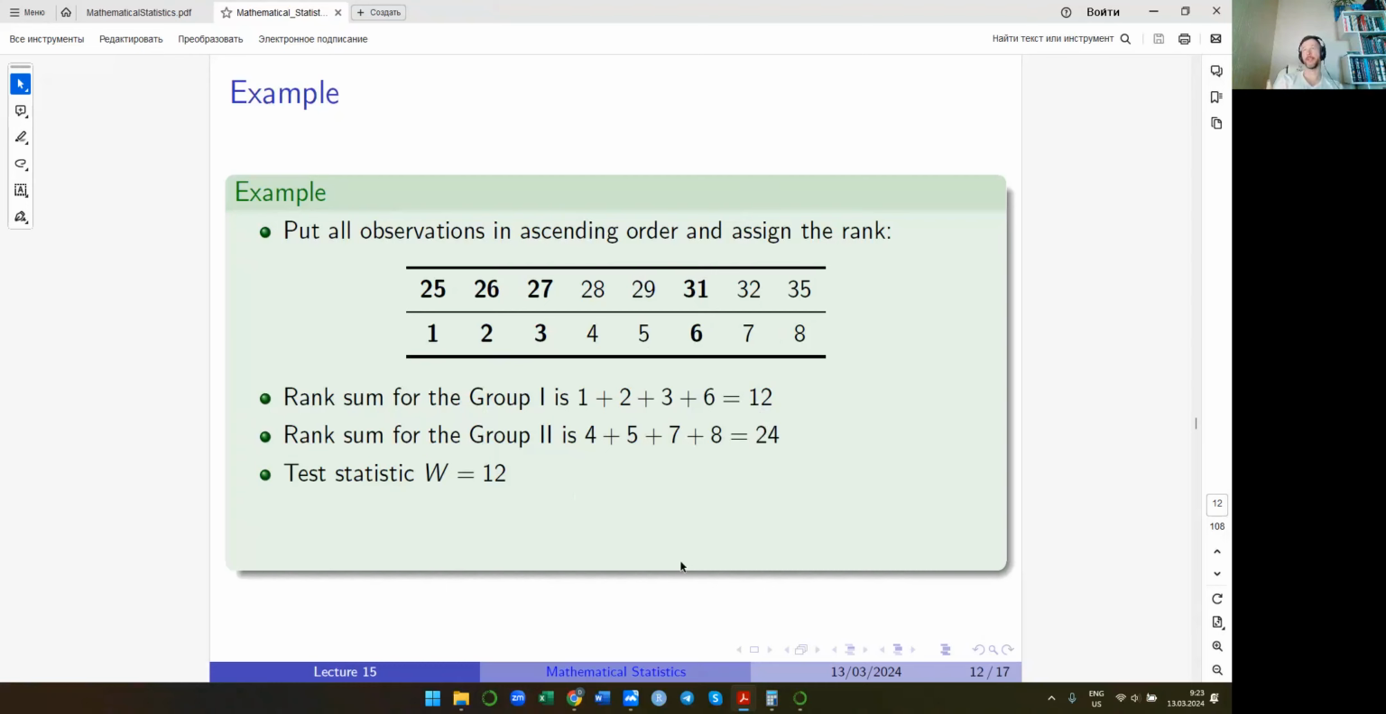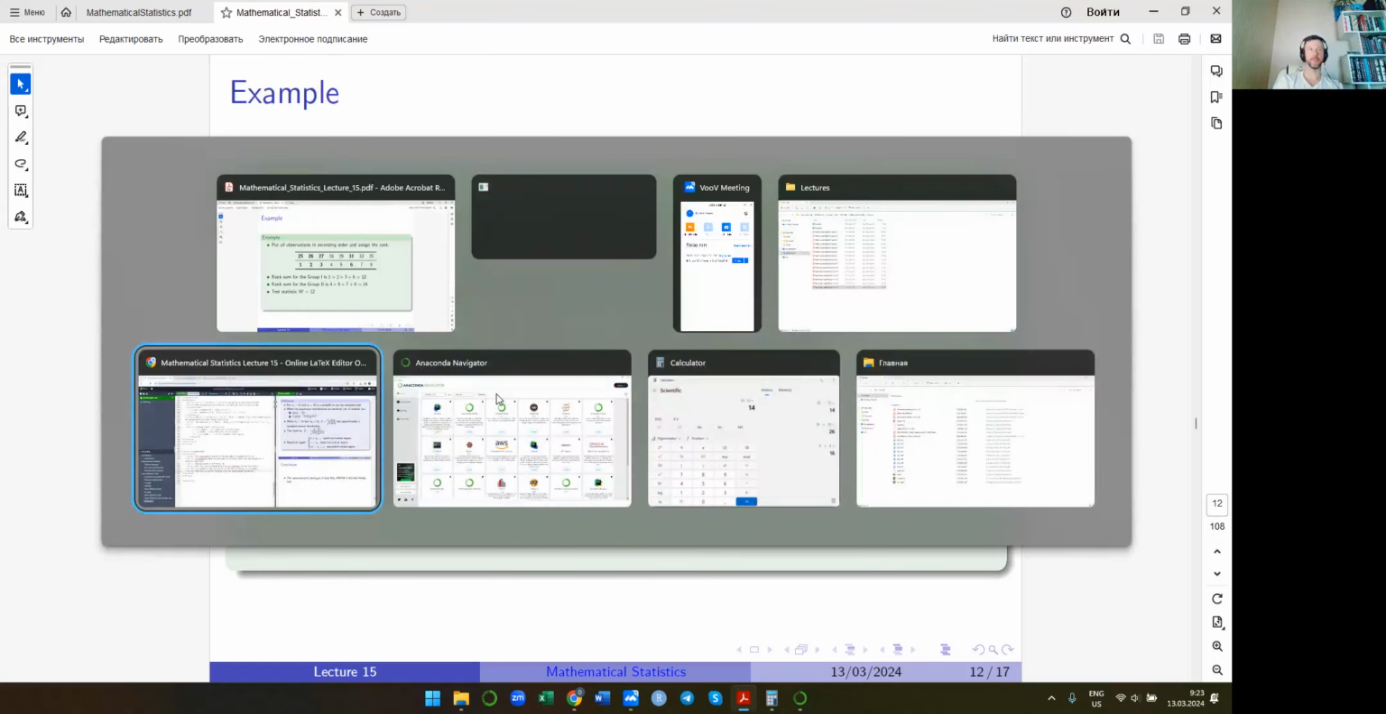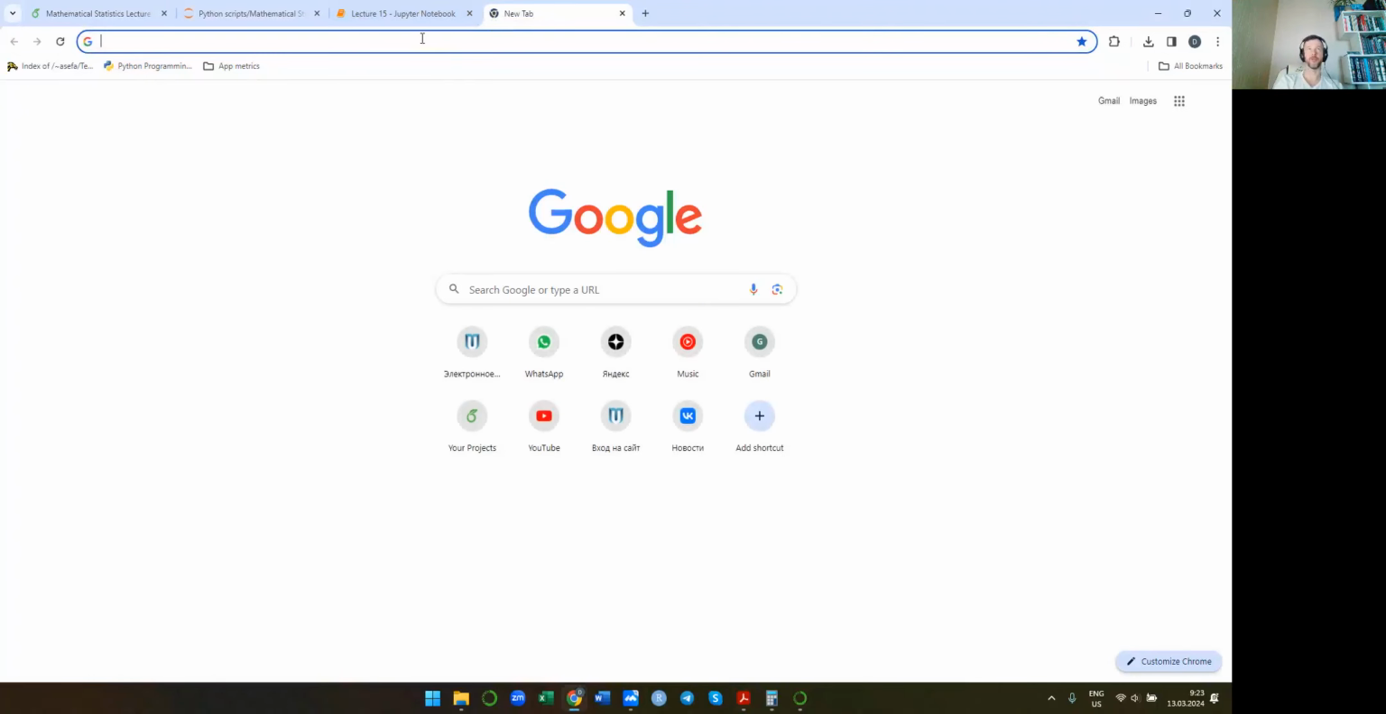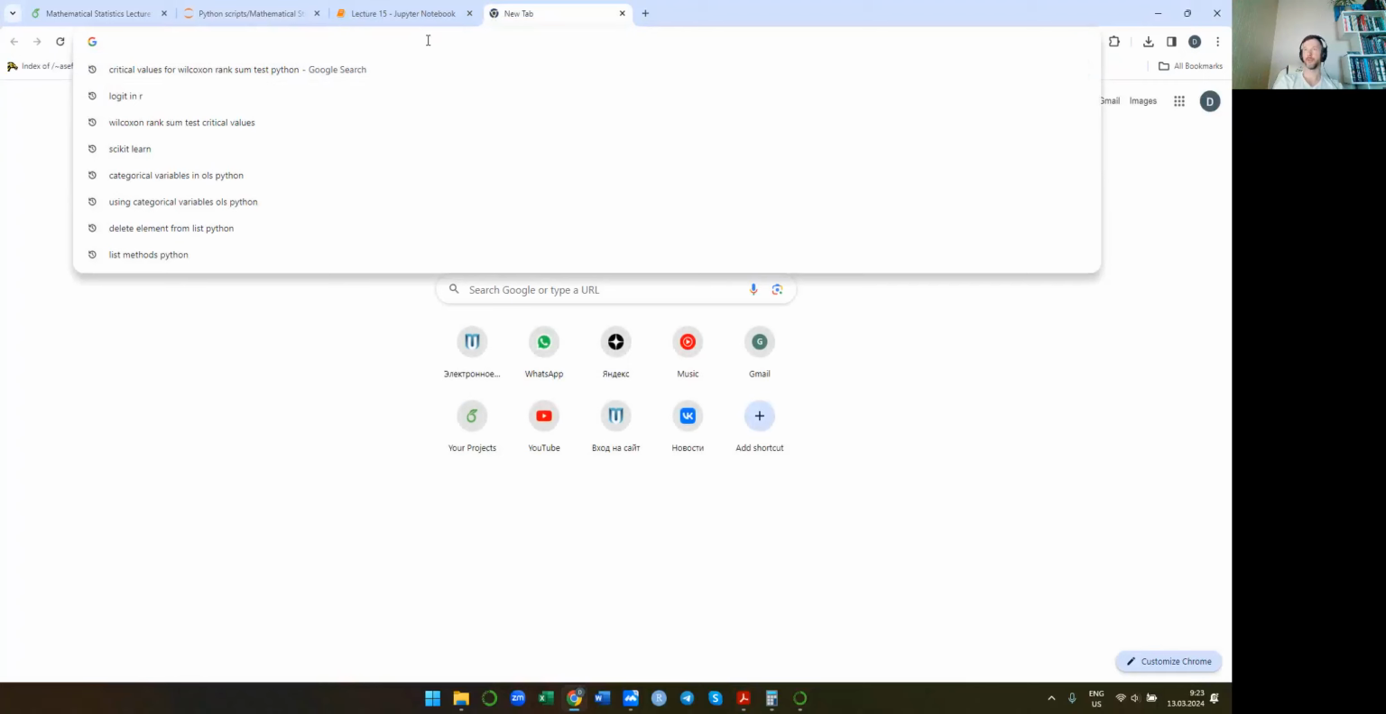Now, for every test, we should have the critical or rejection region. But we don't know the distribution of this statistic W. Basically, it is possible to compute based on counting, based on probability theory, but I don't want to discuss it here. If you need, you can, for example, Google it. So last time, in one of the lectures, Valeria asked me about using tables. So basically, the same is here.